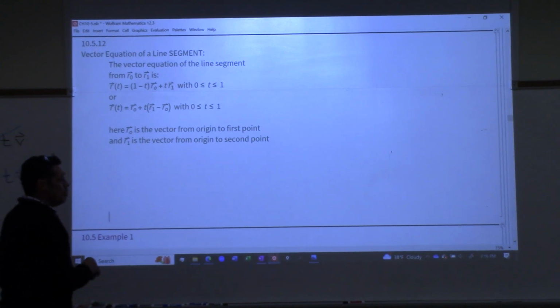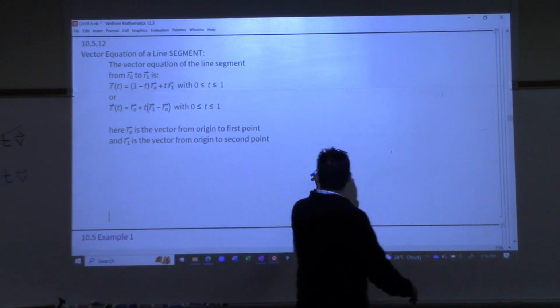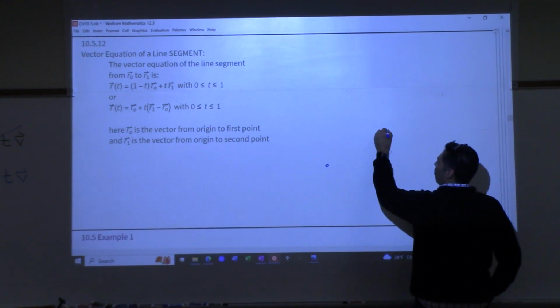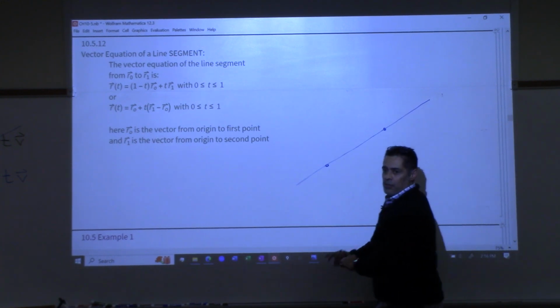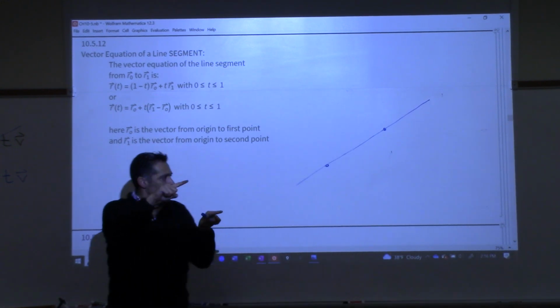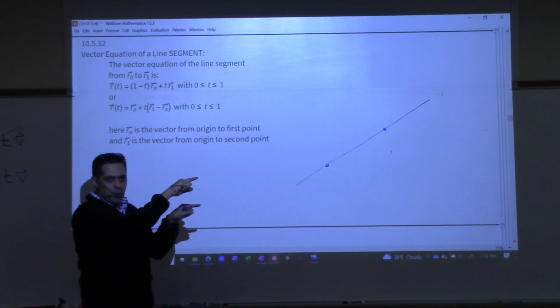So right now, if somebody gives us 2 points, we have a way of coming up with the whole line, don't we? We can generate the whole line, all the vectors. But what if I only want the points between 2 points?